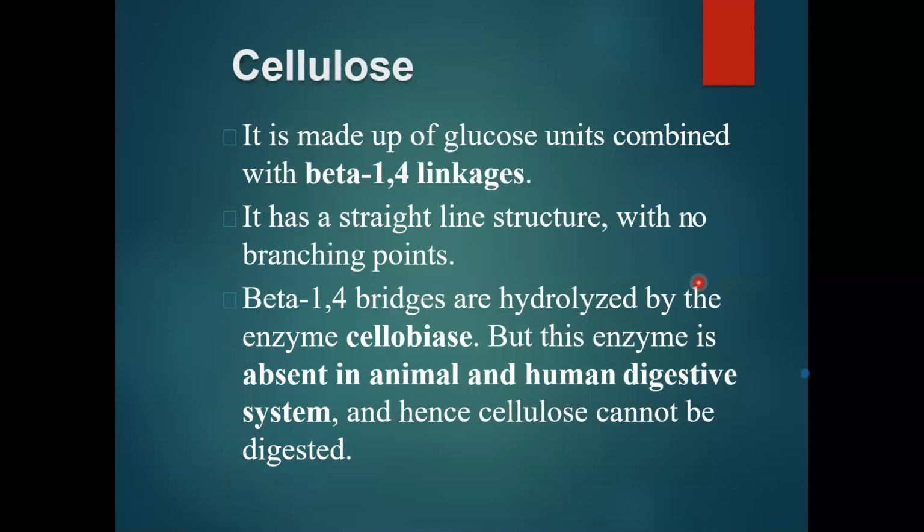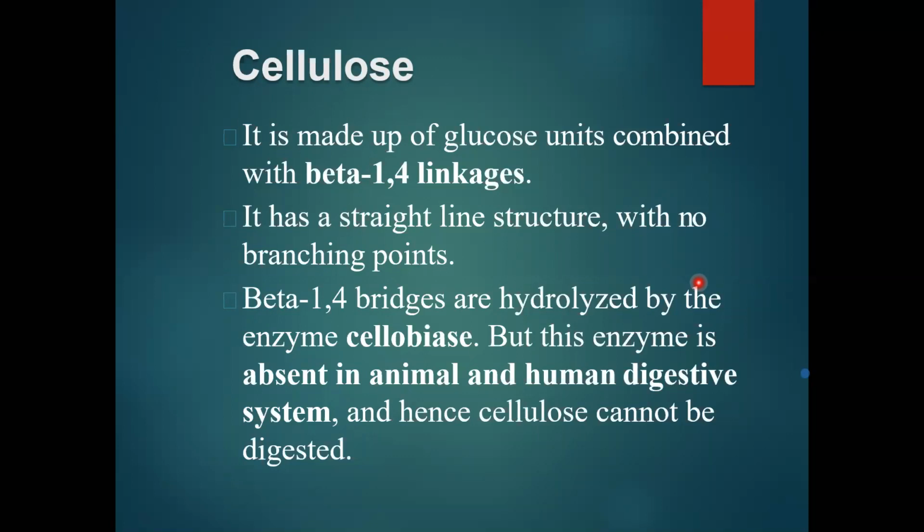Cellulose. Cellulose is a major form present in leaves and vegetables. It is made up of beta-1,4 glycosidic linkages. It has a straight-line structure with no branch points. The beta-1,4 bridges are hydrolyzed by the enzyme cellulase. We humans do not have the enzyme cellulase to digest cellulose.